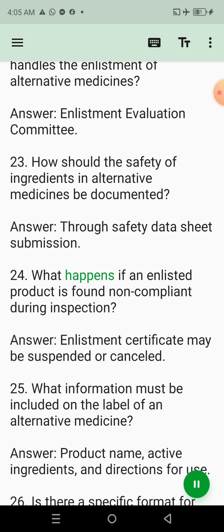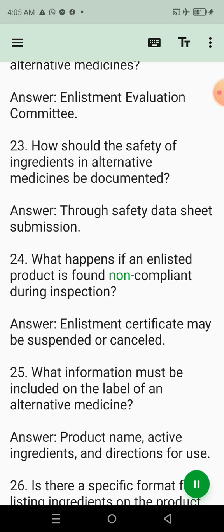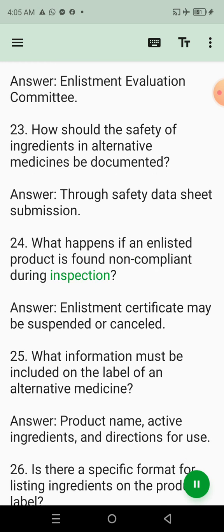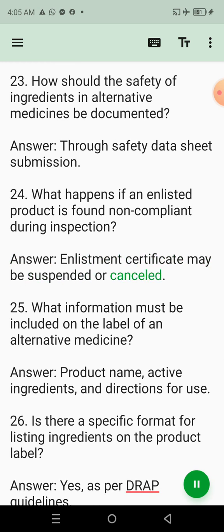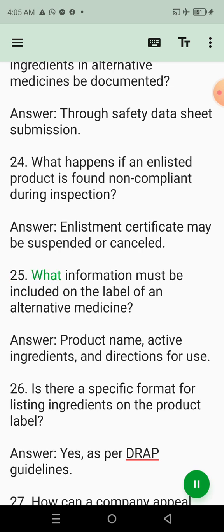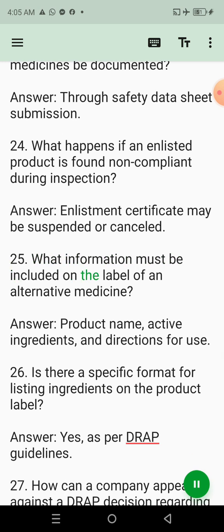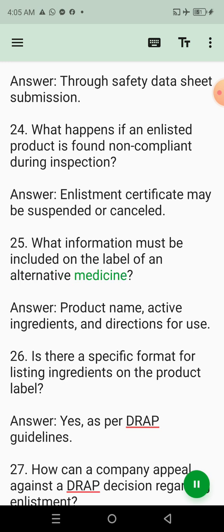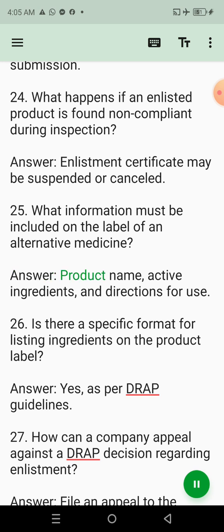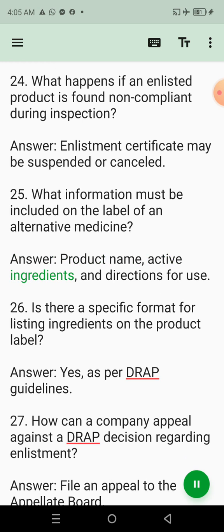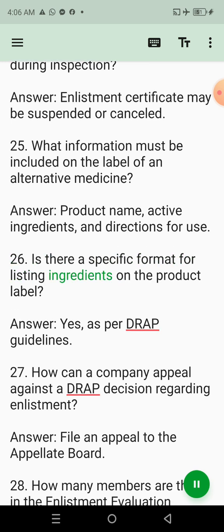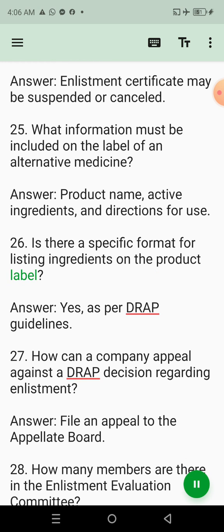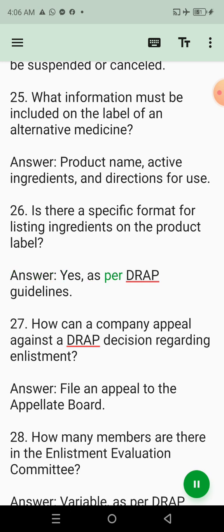24. What happens if an enlisted product is found non-compliant during inspection? Answer: Enlistment certificate may be suspended or canceled. 25. What information must be included on the label of an alternative medicine? Answer: Product name, active ingredients, and directions for use. 26. Is there a specific format for listing ingredients on the product label? Answer: Yes, as per DRAP guidelines.